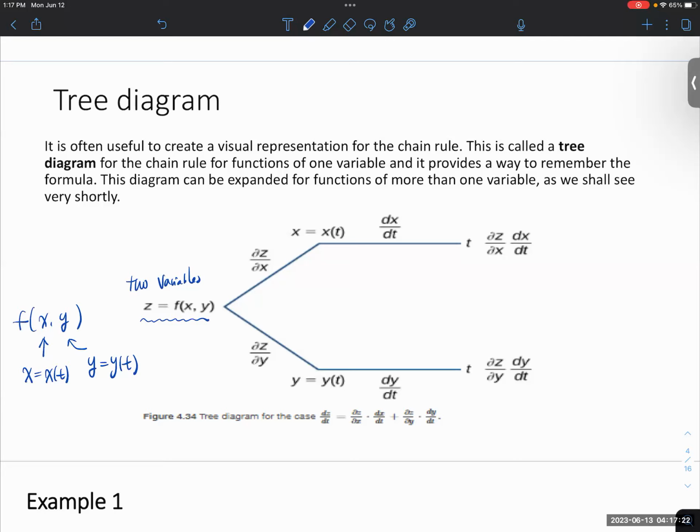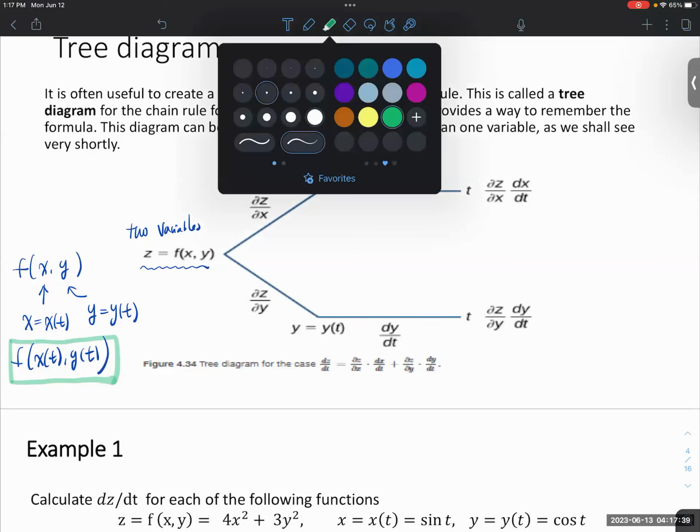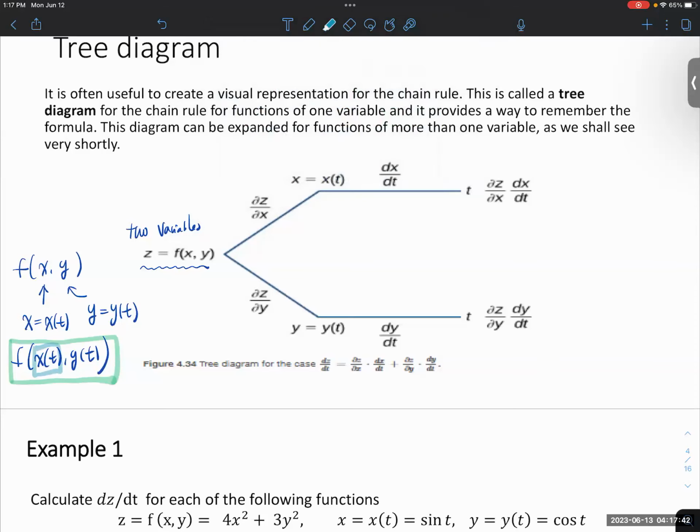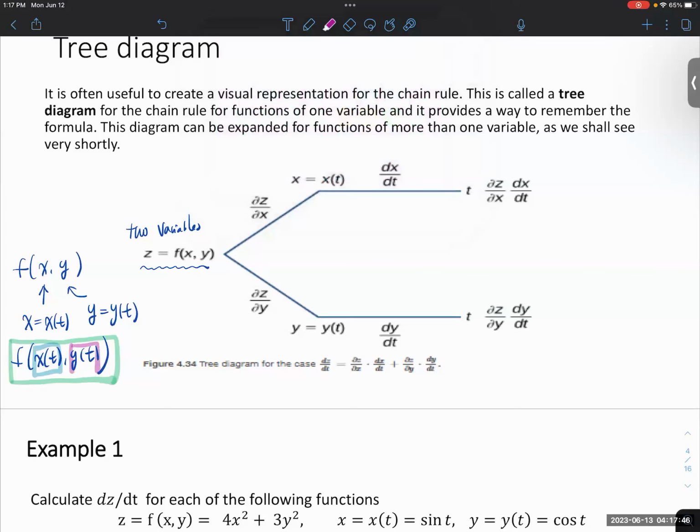So think about the big structure: you can think of it as f of x(t), comma, y(t). This is going to be the outside. You are going to take the derivative of the outside, and then you are going to take the derivative of the inside. And then we have two different functions, so you are going to do a couple of differentiations. Let's look at the graph.